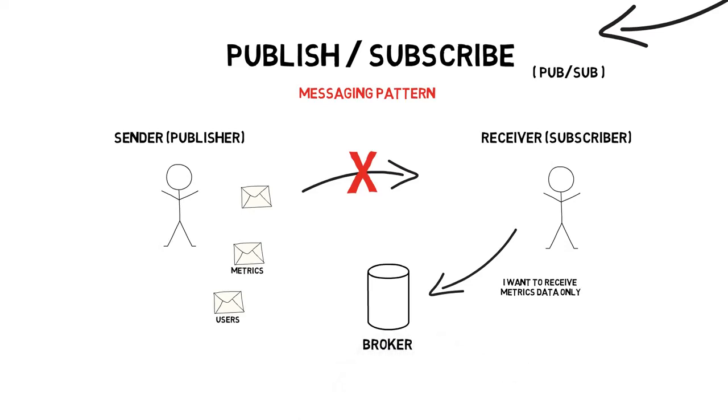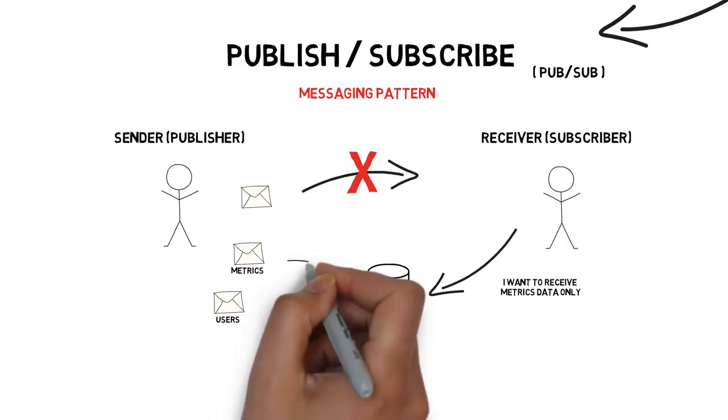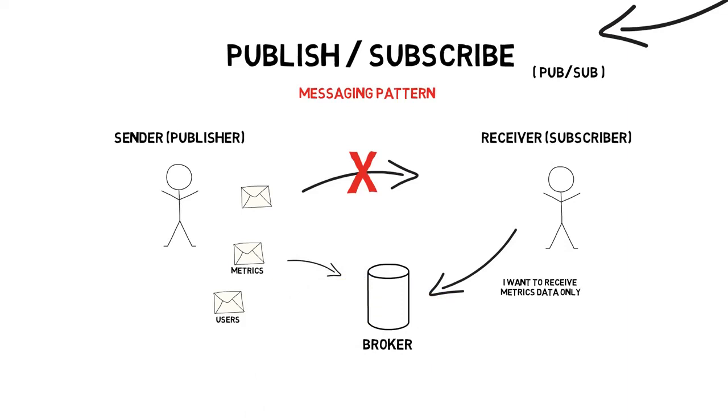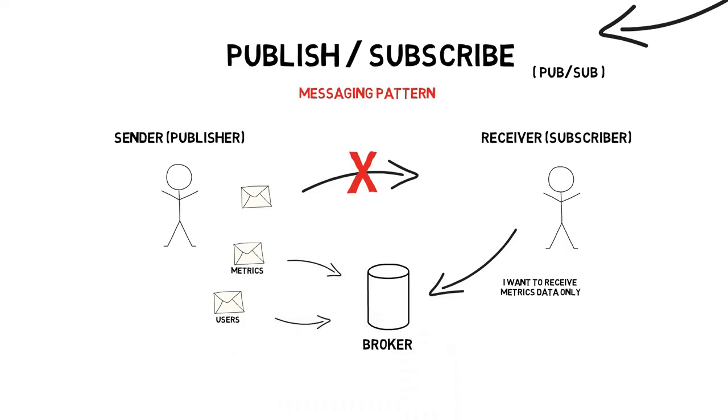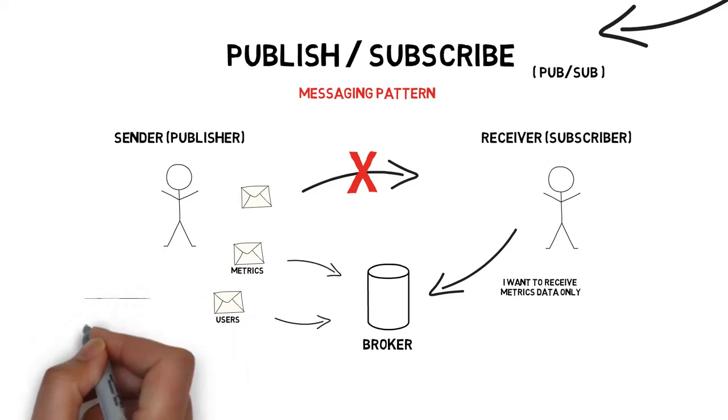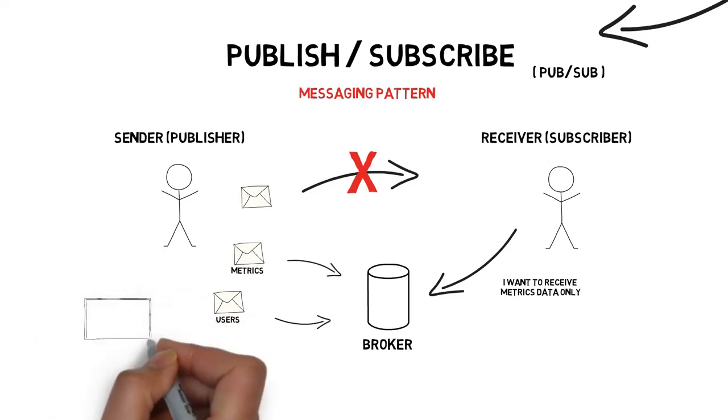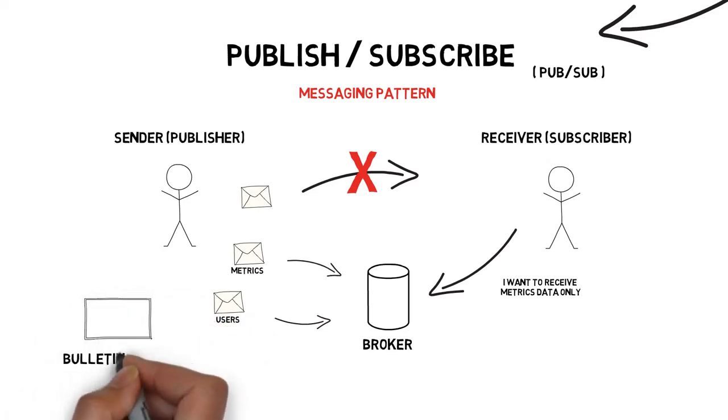This decouples publishers from subscribers and allows for greater flexibility in the type of data that subscribers want to receive. It also reduces the number of potential connections between publishers and subscribers. A bulletin board comes in handy as a good analogy to a pub/sub messaging pattern, where people can publish information in a central place without knowing who the recipients are.